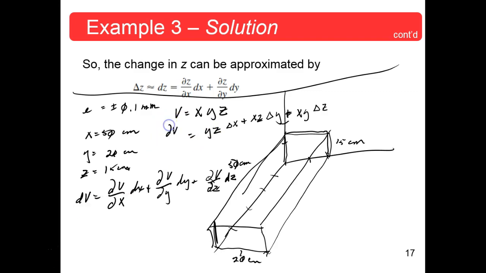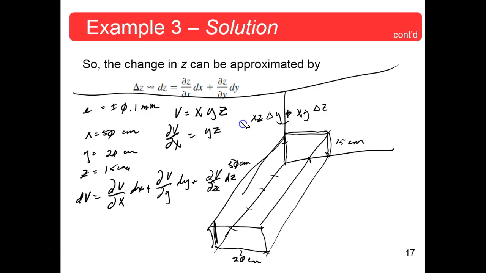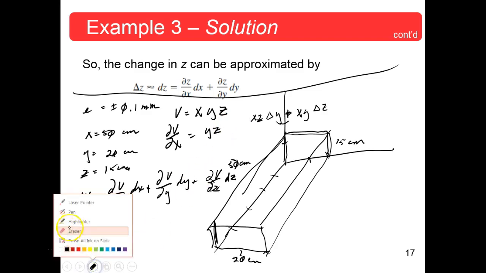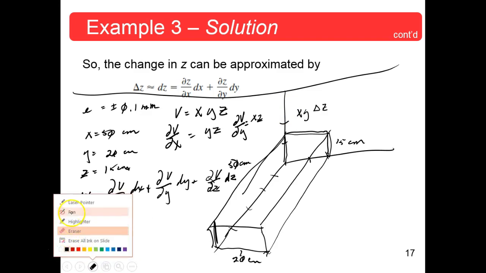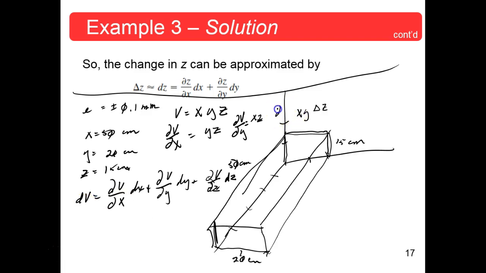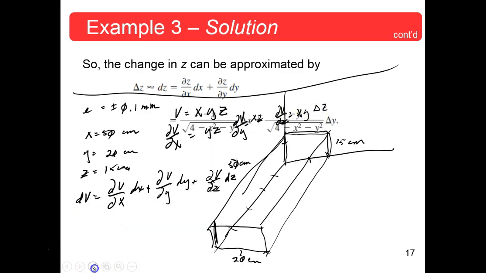Okay. Partial V with respect to X is YZ. This is what I was going to do. Partial V with respect to Y is XZ. I already had that stuff down there. And the partial of V with respect to Z is XY. And we don't need the dz after it.